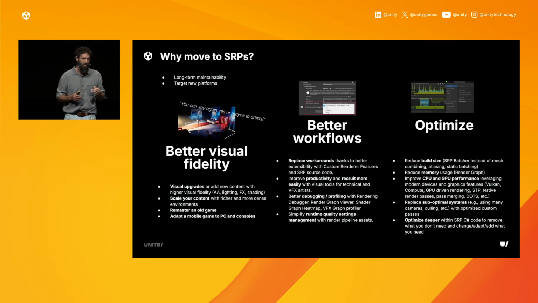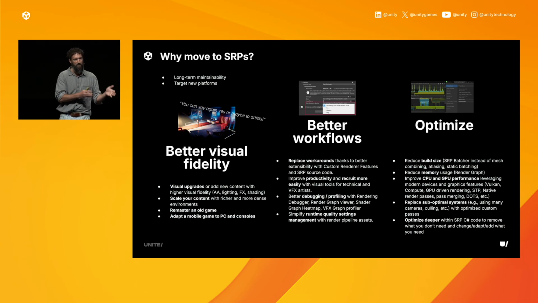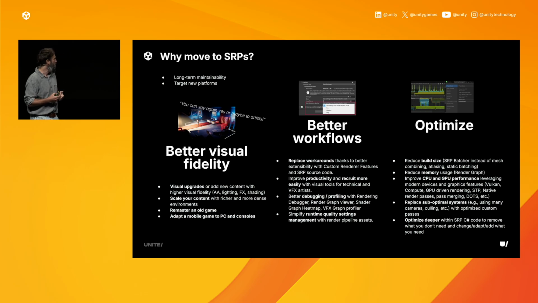So being able to reduce the build size, because you have more control everywhere with the SRP batcher, with less need for batching or atlasing, you can really optimize this part. Being able also to reduce memory usage, improve CPU and GPU performance, either leveraging better the modern graphics APIs like Vulkan or using compute, but also using upscalers and DOTS and so on.